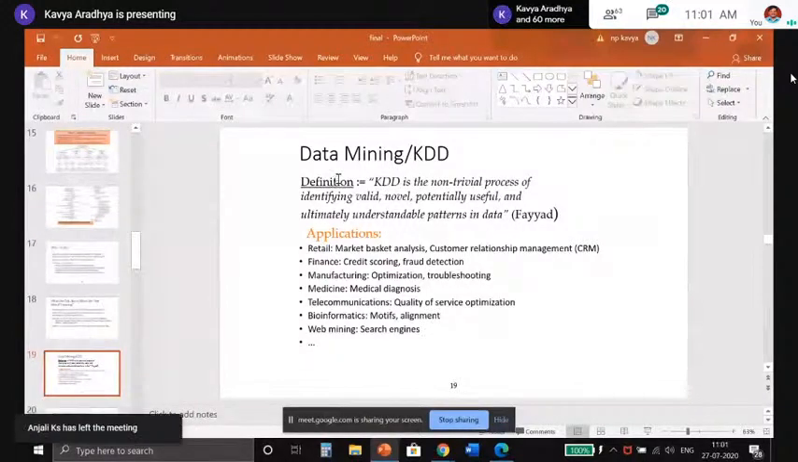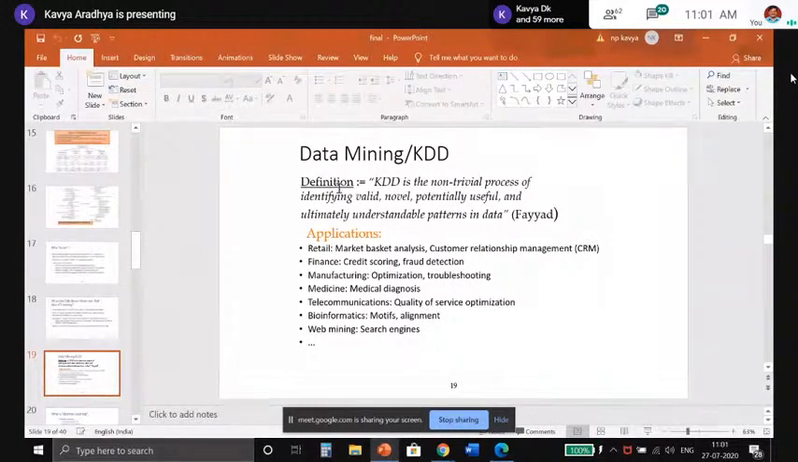So what do we do in data mining? We try to identify unknown patterns. We try to come to some decisions based on some available data. Here you can see different applications like retail, finance, manufacturing, medicine, telecommunication, bioinformatics, and web mining. These are different applications of data mining. And of course, you can apply DM representations in ML also.